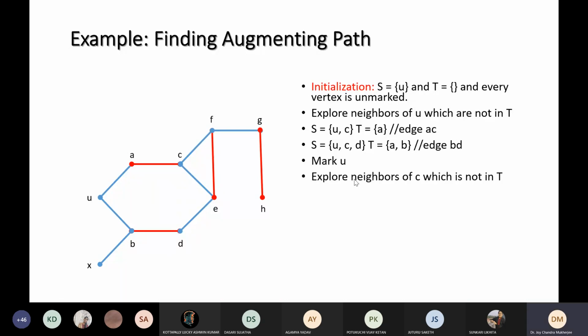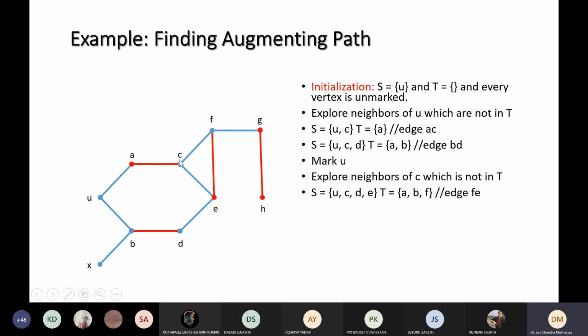Explore neighbors of C. The neighbors of C, I will explore them. So the neighbors of C are F and E. So when I maintain U, C, D here, an arrow comes here. A to U there is an arrow, B to U there is an arrow. Similarly, explore neighbors of C which are not in T. If none of them are in T, so first suppose I considered U, edge FE. So E will be there in S, F will be there in T.